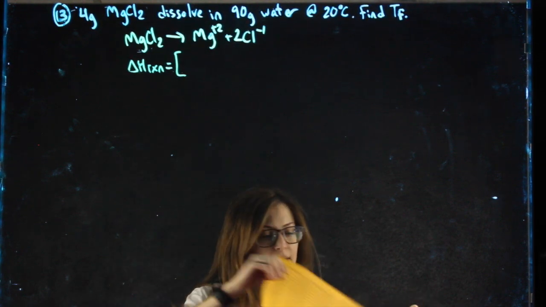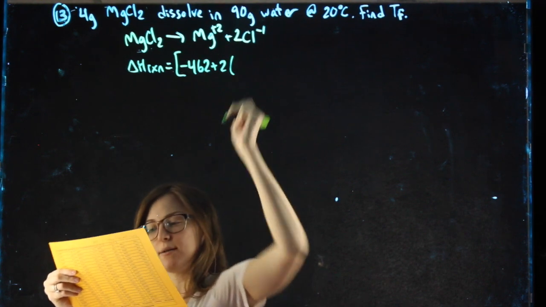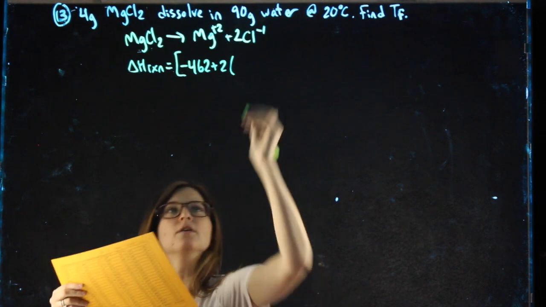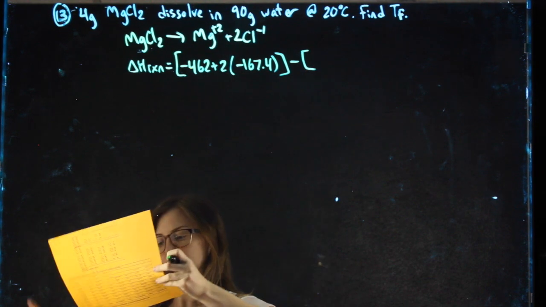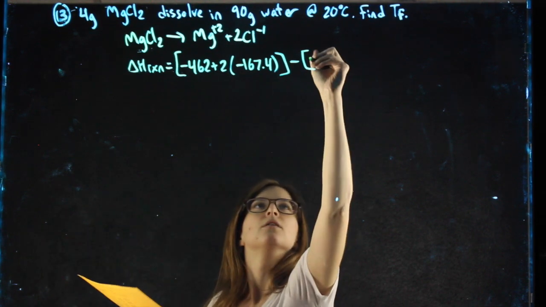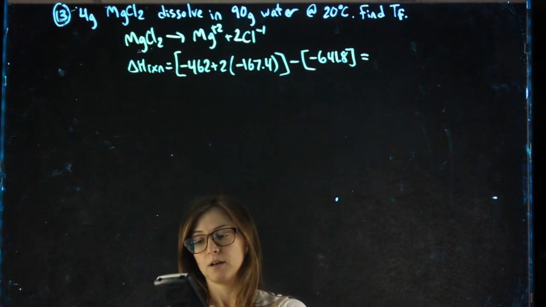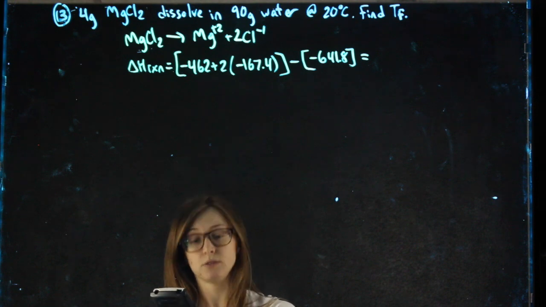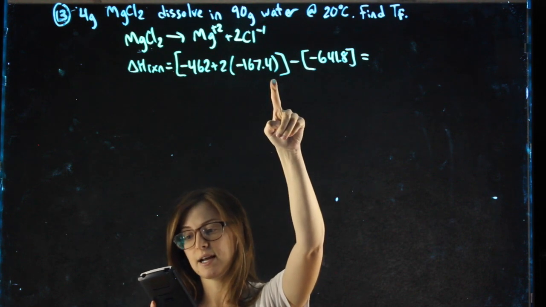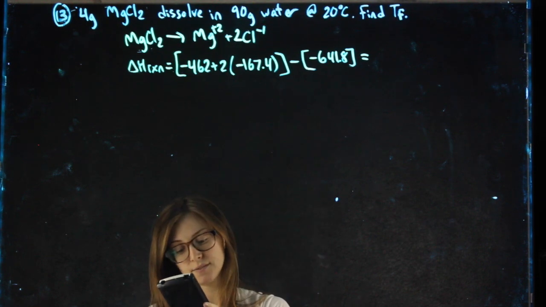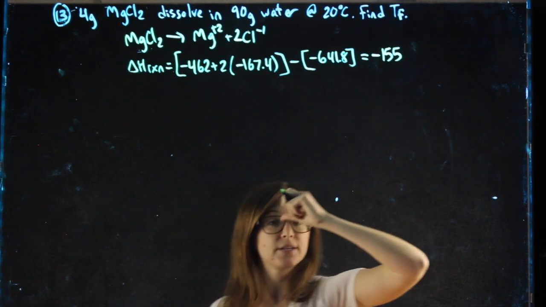Products, so magnesium ion plus 2 times the chloride ion minus reactants, so the value for MgCl2: negative 462 plus 2 times negative 167.4. This is negative 796.8 minus negative 641.8. I get a heat of reaction of negative 155 kilojoules per mole.